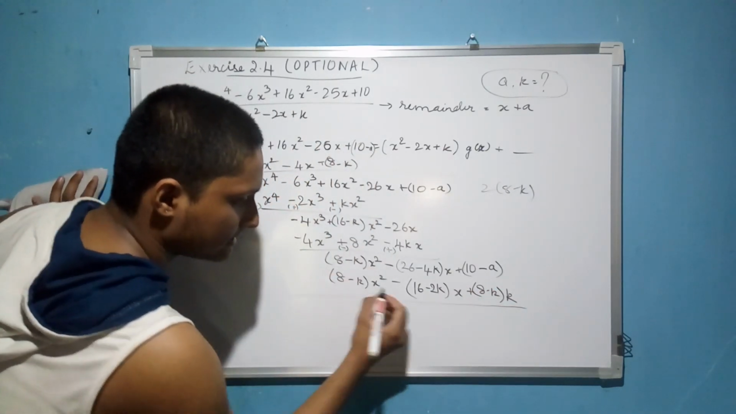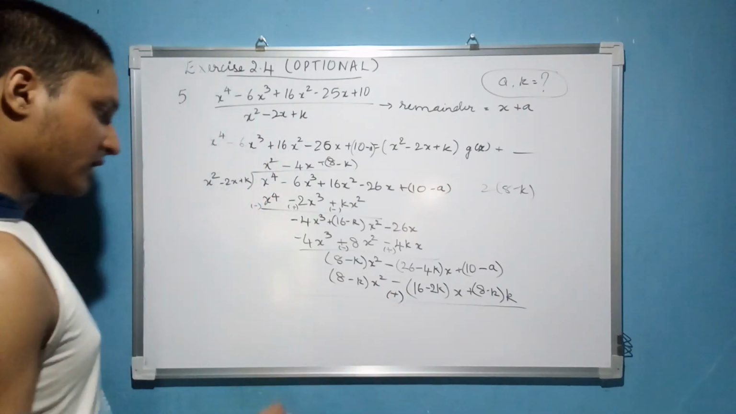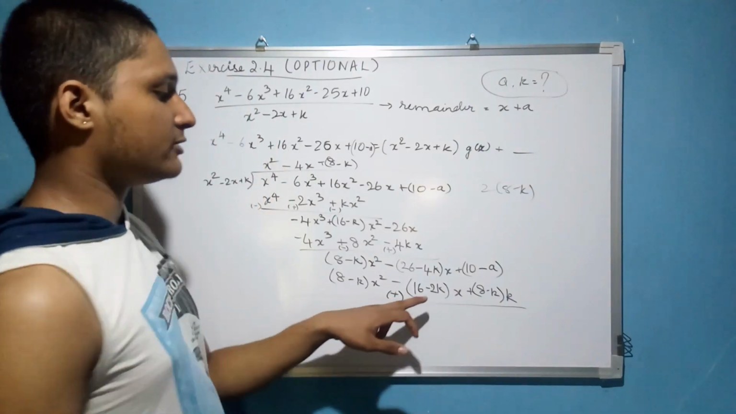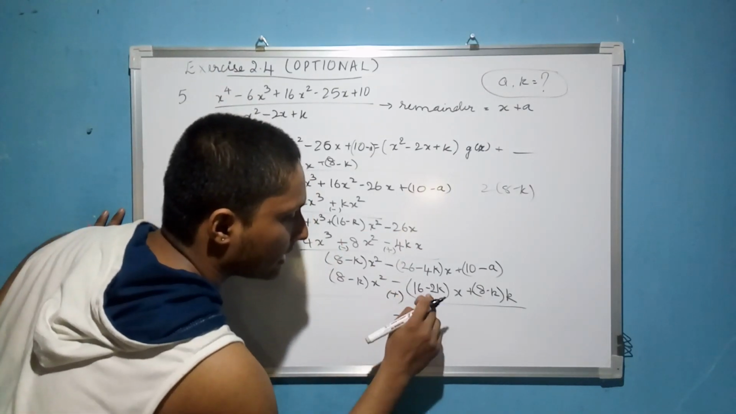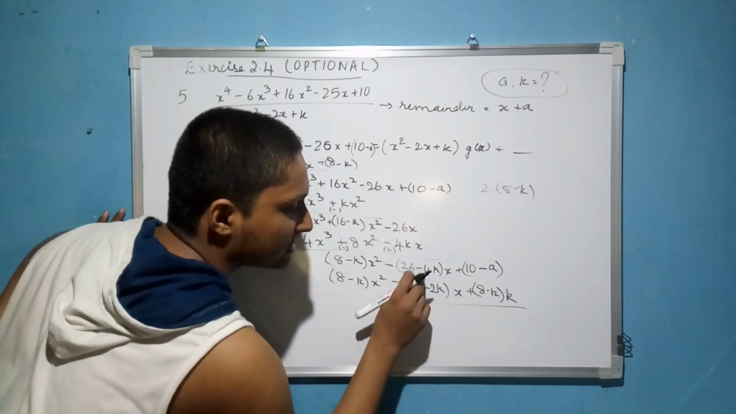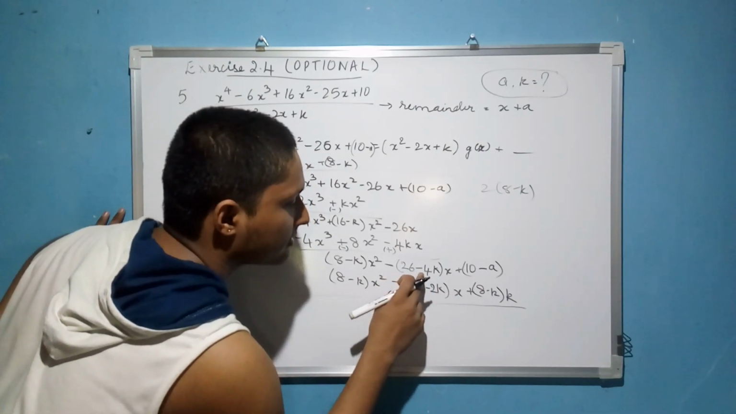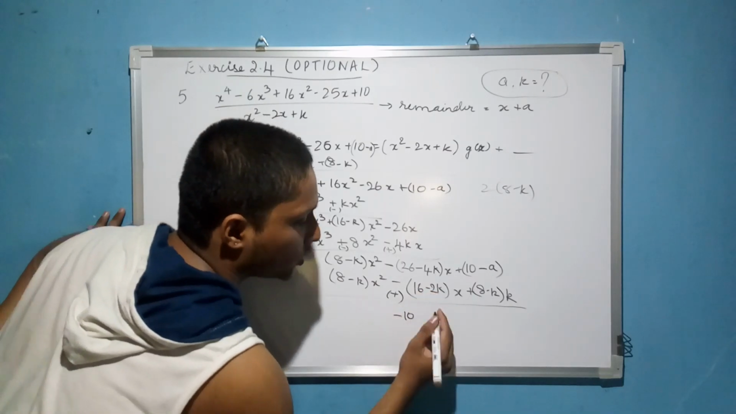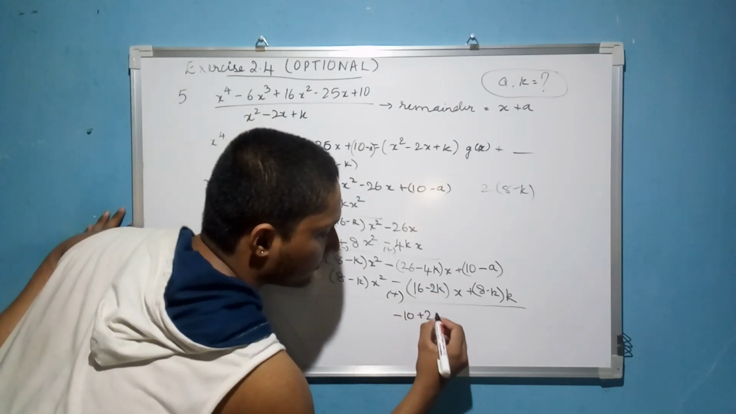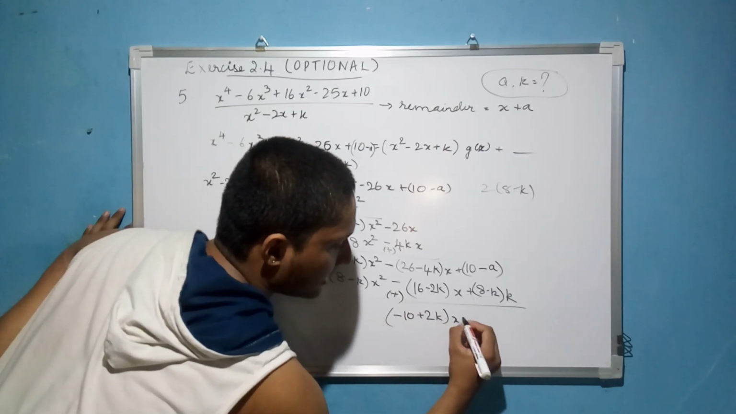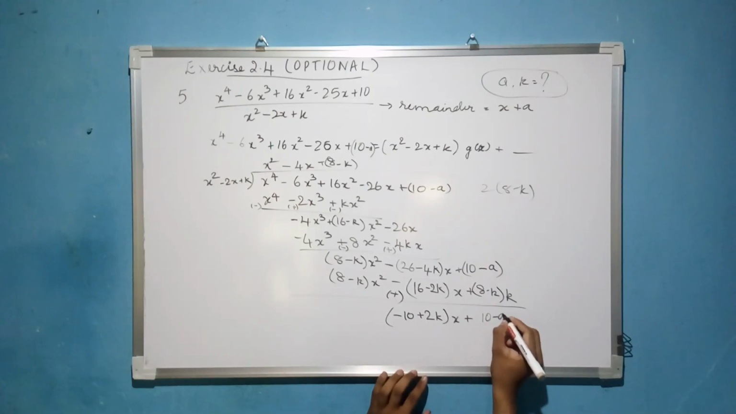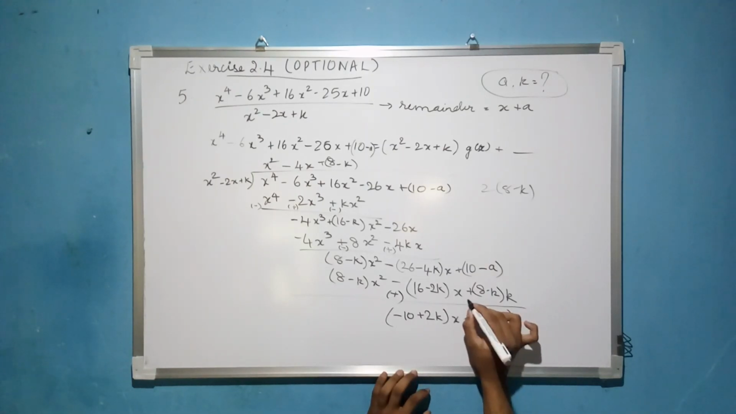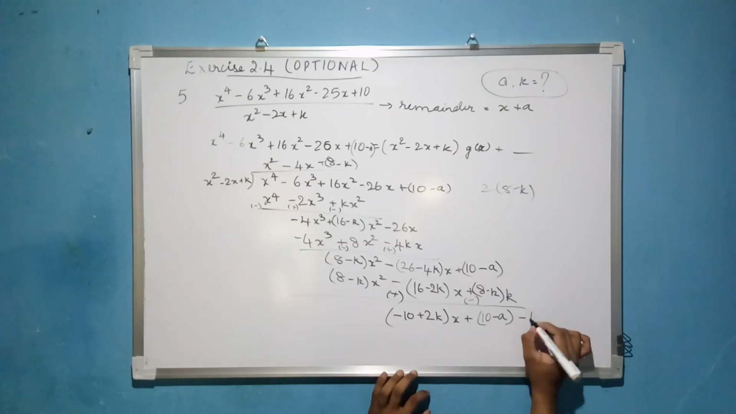This is cancelled. Since this is positive, we change the sign and subtract. So 16 minus 26 is minus 10. You have minus 2k, minus of minus 4k, or plus 4k minus 2k, that comes to be plus 2k of x. And the last term is 10 minus a, minus k into 8 minus k.